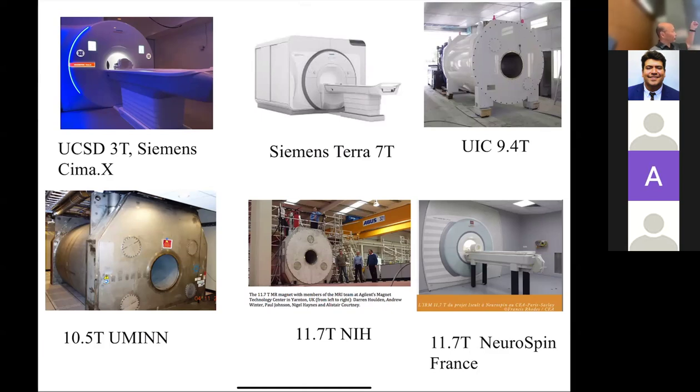So if you go to UCSD, for example, you'll probably be scanned on a 3 Tesla magnet, right? And then there's a few of these really high field magnets. There's a 9.4 at Chicago, a 10.5 in Minnesota, 11.7. I don't think it's working at NIH. It's certainly not working now with the shutdown. And then 11.7 in France. All right. So we'll talk a little about why people keep building such big magnets.